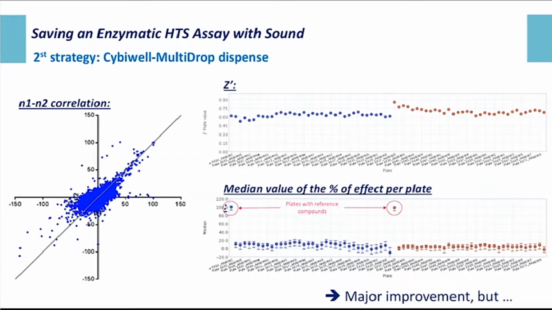As you can see, there is a major improvement in the correlation and Z prime by plate, even if we can see some small variation in the Z prime. At the bottom part, you've got a graph that represents the median effect of the compounds by plate. As the compounds have a random distribution in the plates, we should observe a similar median value of the compound effect by plate. And as you can see, there is no big difference between plates and between N. So definitely, we can see a major improvement of automatization of the assay. But it's improved, not perfect, as we can see in the next slide.